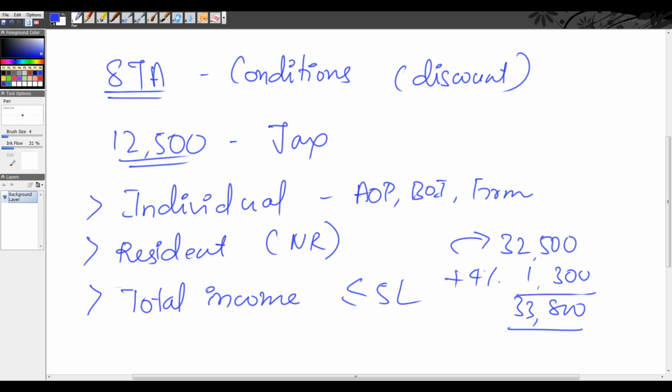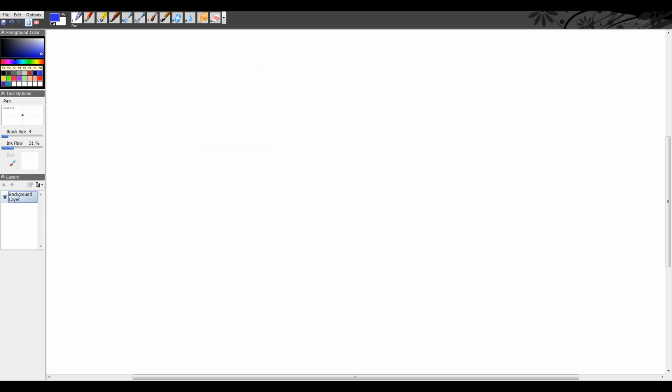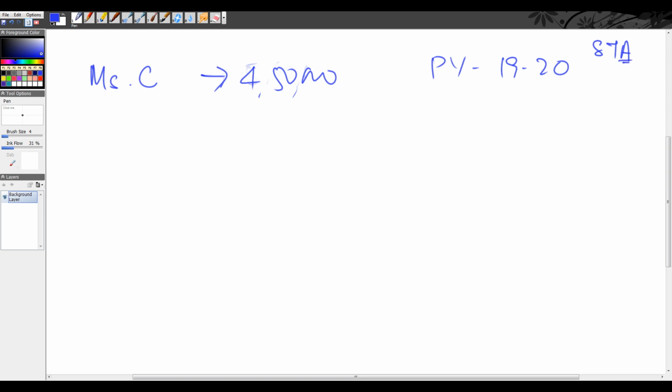Okay, let's see. Let me take the example of Miss C. Let's say someone is earning an income of 4,50,000. So Miss C has earned 4,50,000 in the previous year, 2019-20. On this we are supposed to calculate tax, considering 87A rebate.